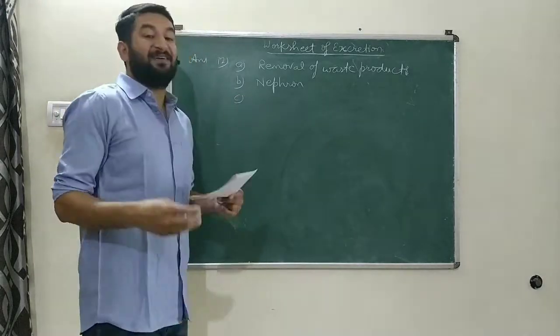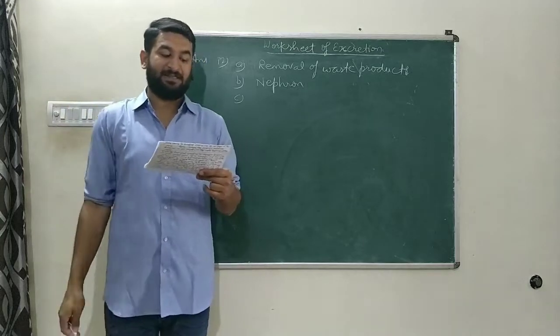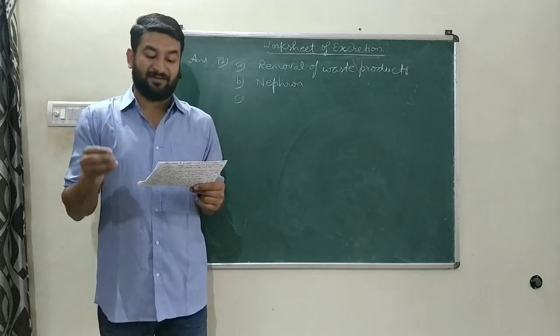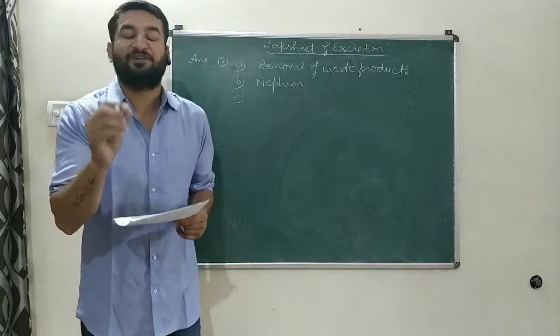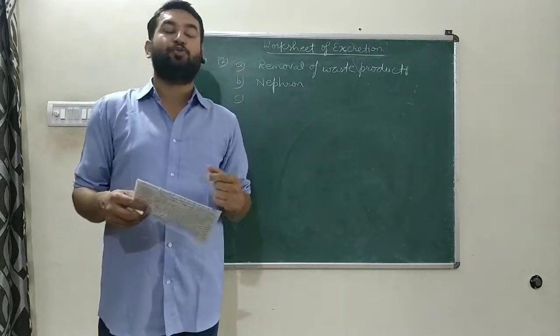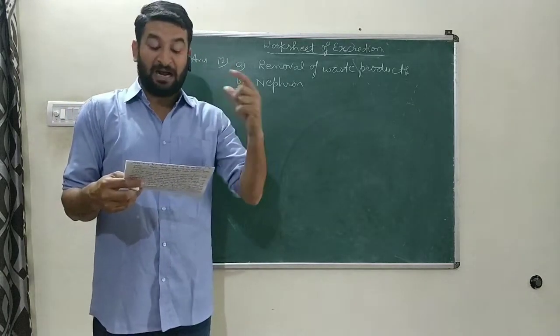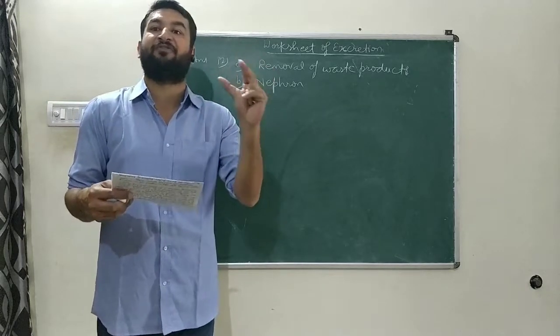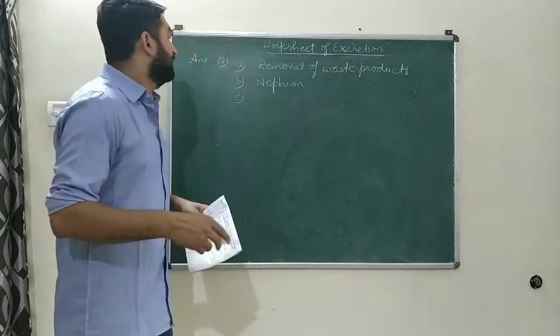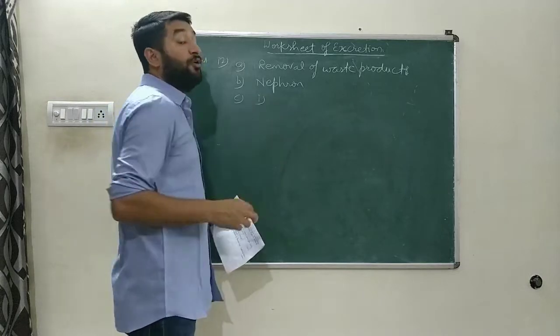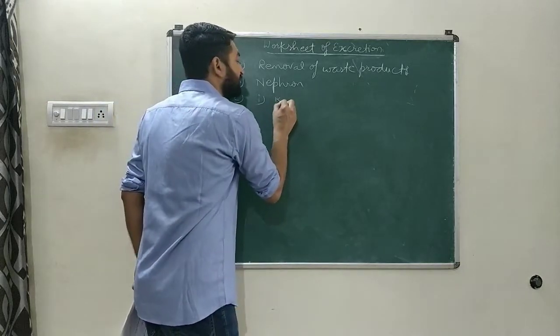The C part is divided into further 3 subparts. Which part of the human excretory system performs the following function? Some functions are given, and it asks which part of the excretory system performs them. The first is: which part of our excretory system forms urine?